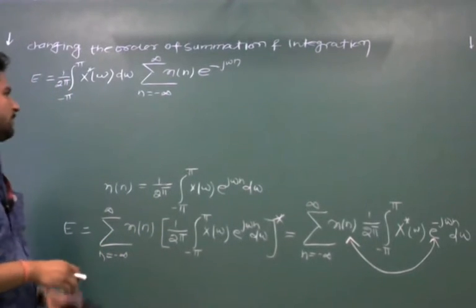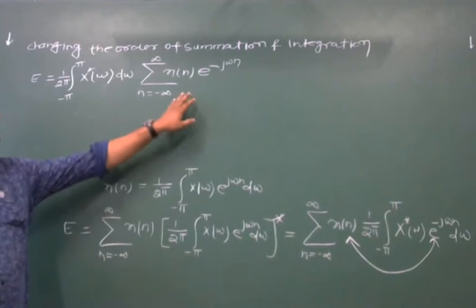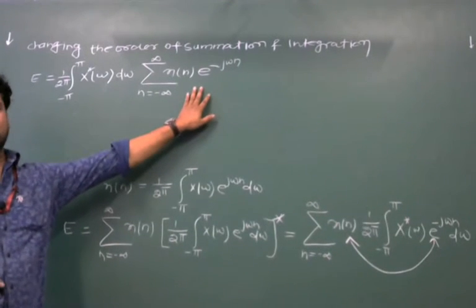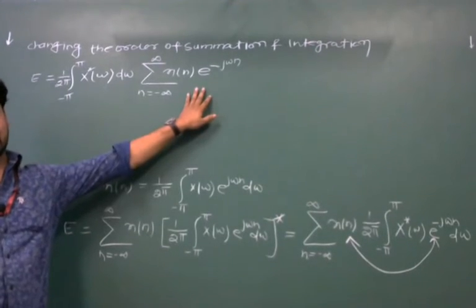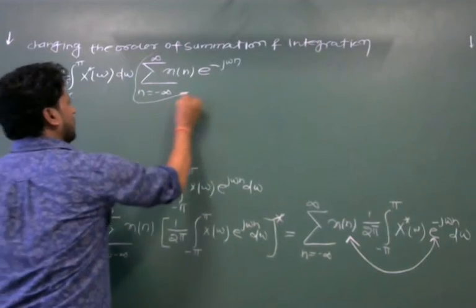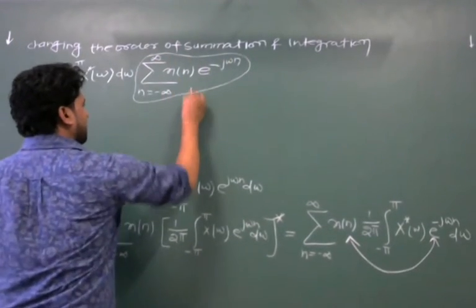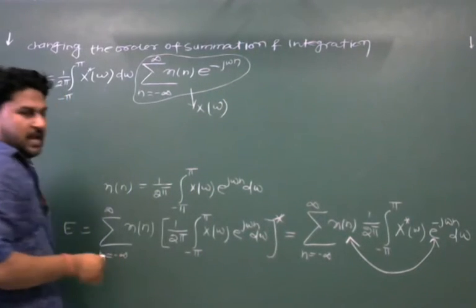And if we observe clearly, this function x[n] e power minus j omega n summed over n is the discrete time Fourier transform of the given signal x[n], which is equal to X of omega, means discrete time Fourier transform of the given sequence x[n].